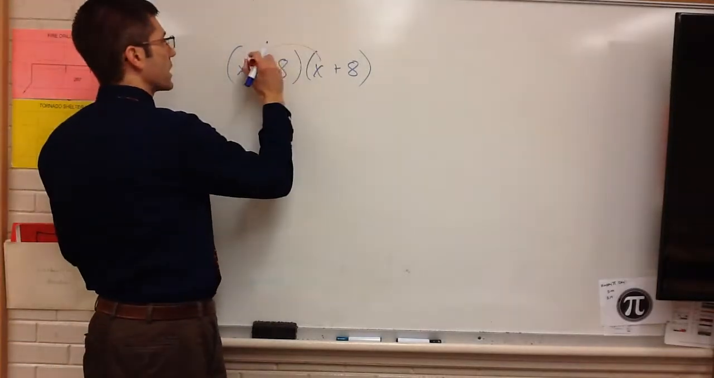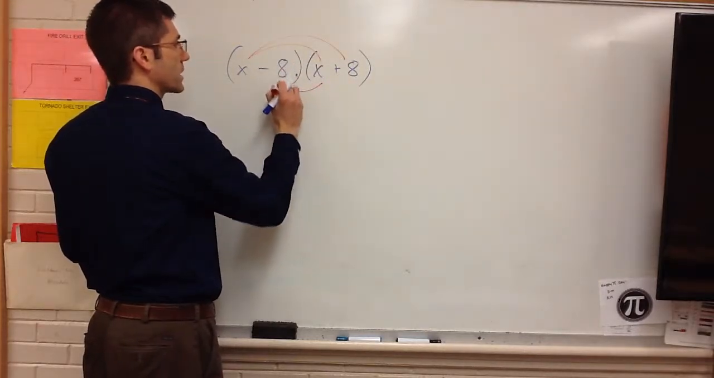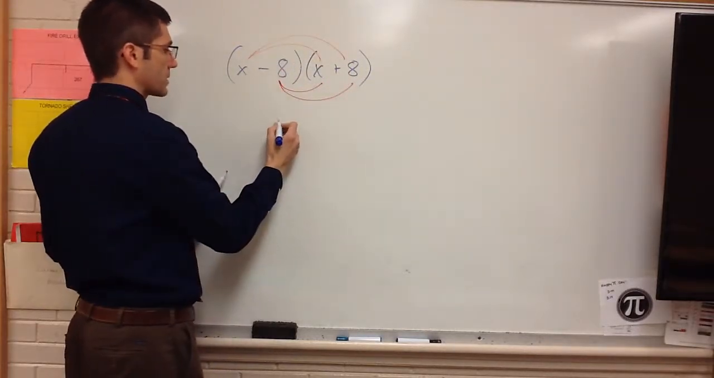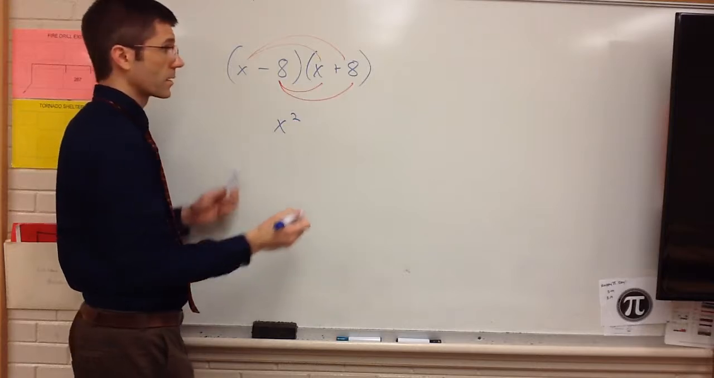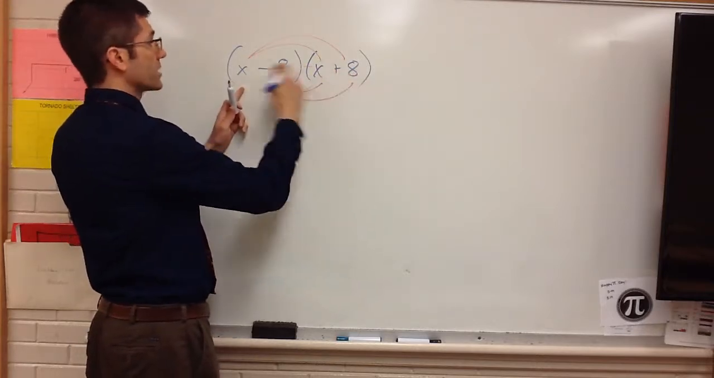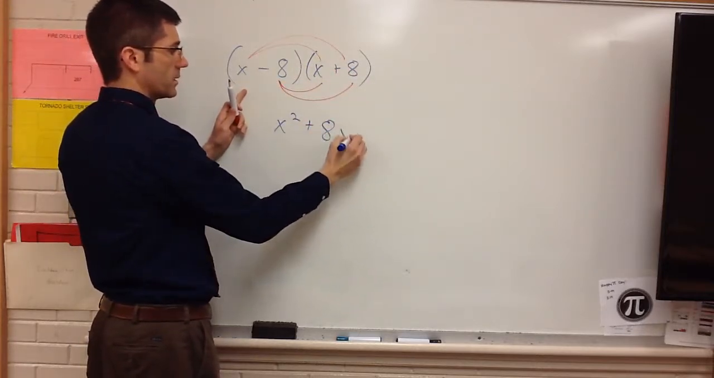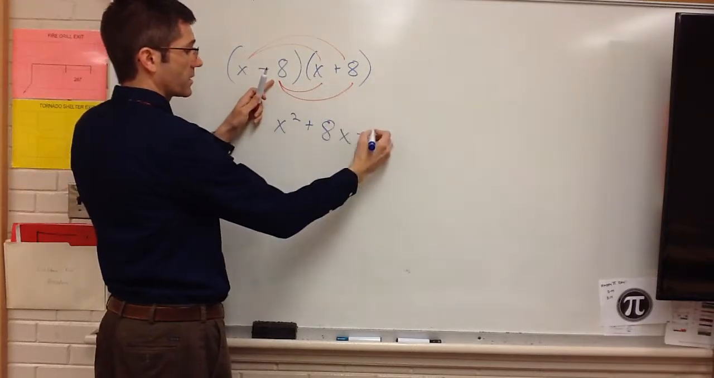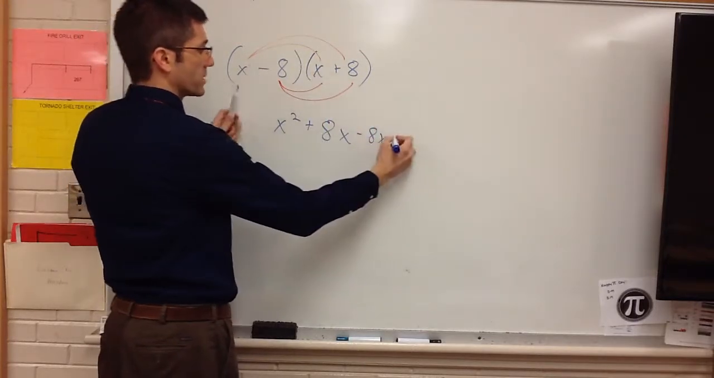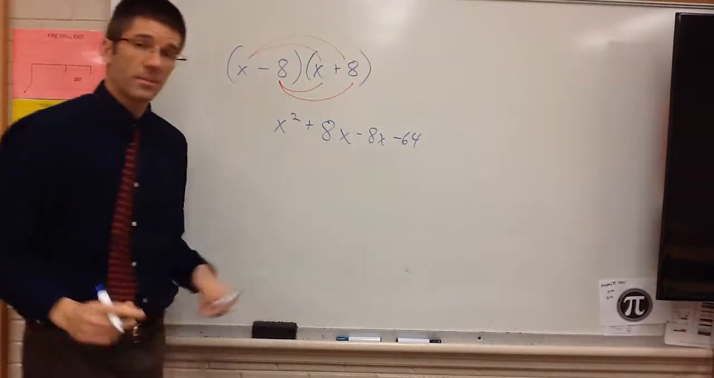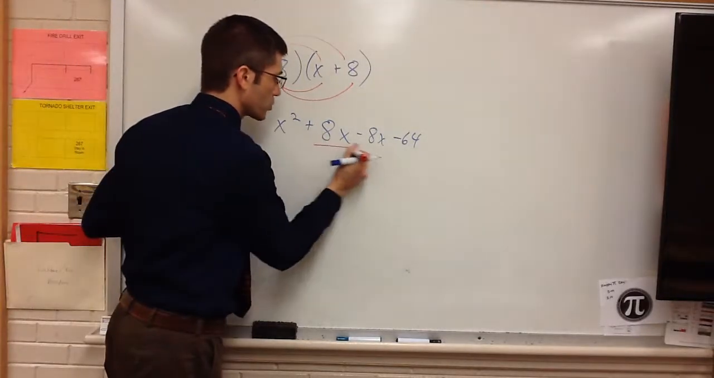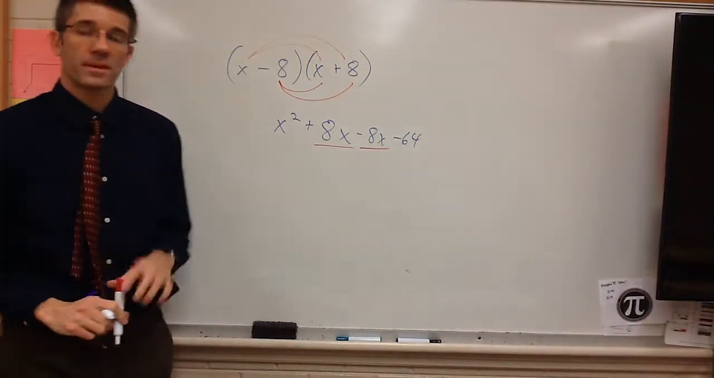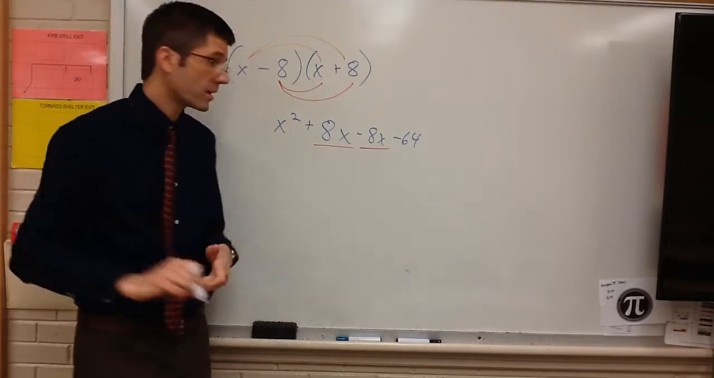So x times x is x squared. Those are your first ones. The outside is x times 8. The inside is negative 8 times x, and then negative 8 times 8 is negative 64. And here's the amazing thing that happens. Those two together, 8 minus 8, oh, they're gone. They vanish.